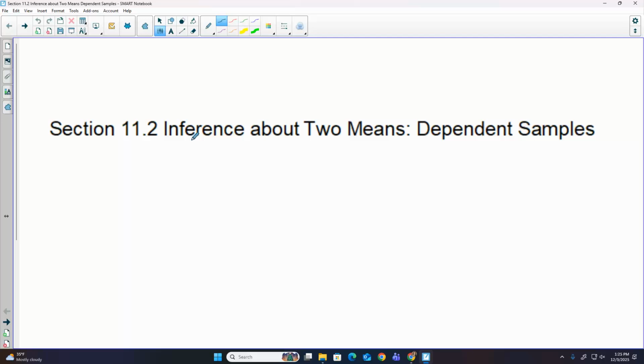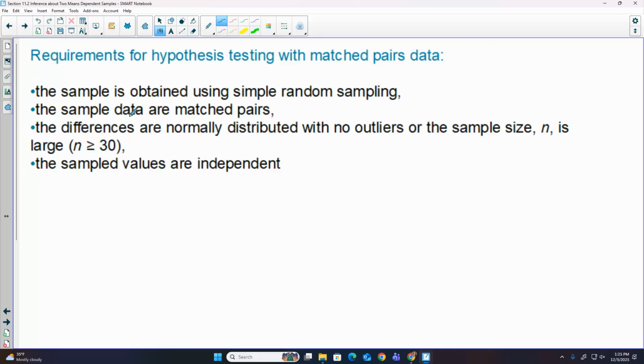We are really emphasizing the graphing calculator approach for all this, because any of these calculations we can do by hand, just like we've been doing with our others, but ultimately technology is our friend, so we are going to use that to work with our information. We are going to now talk about two means, so two different groups where we have dependent samples.